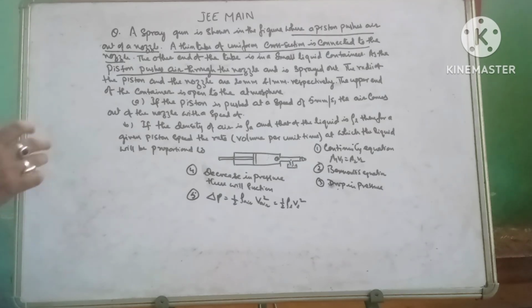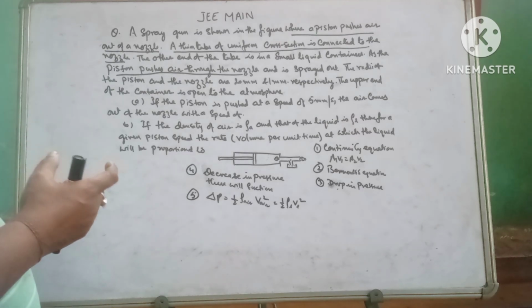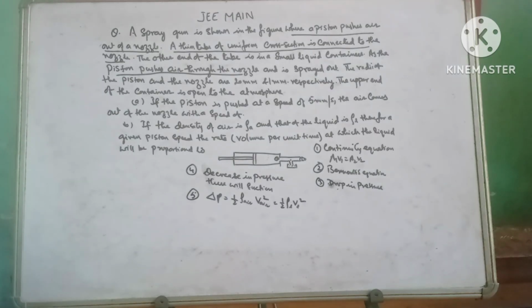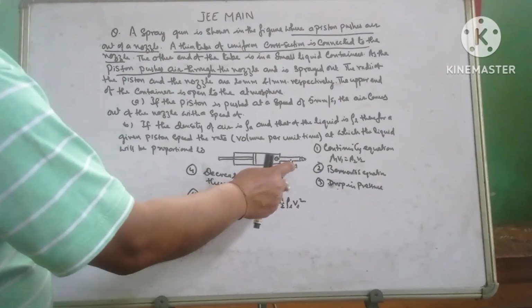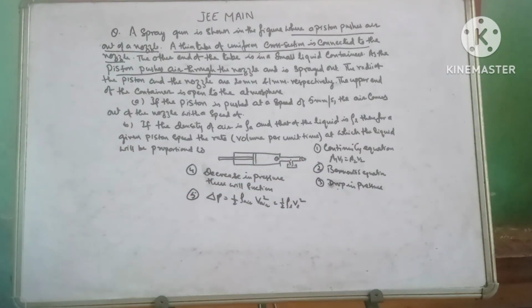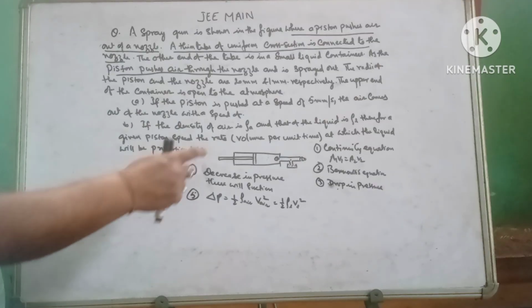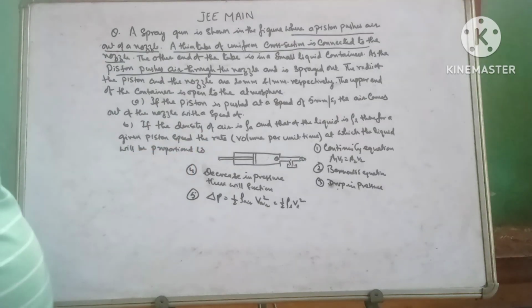You have seen spraying machines, such as those used in coloring your car, the spray machines used when coloring of a car body is done. Here you see this is the container which contains the color, and this is the piston which is connected to an air pressure cylinder.